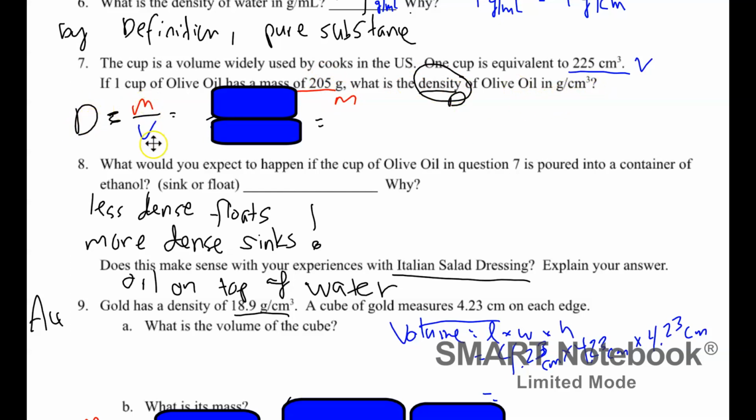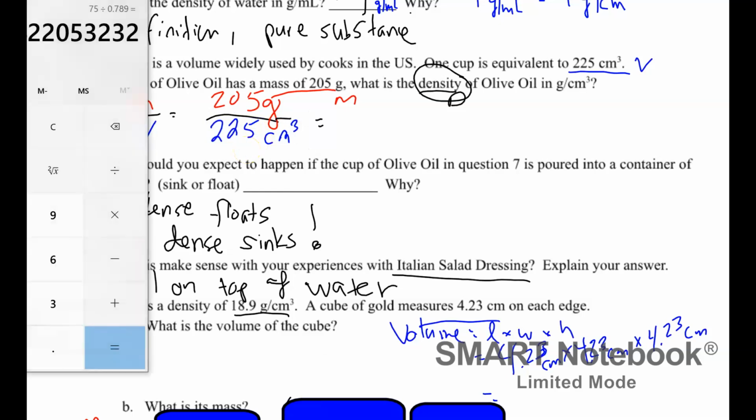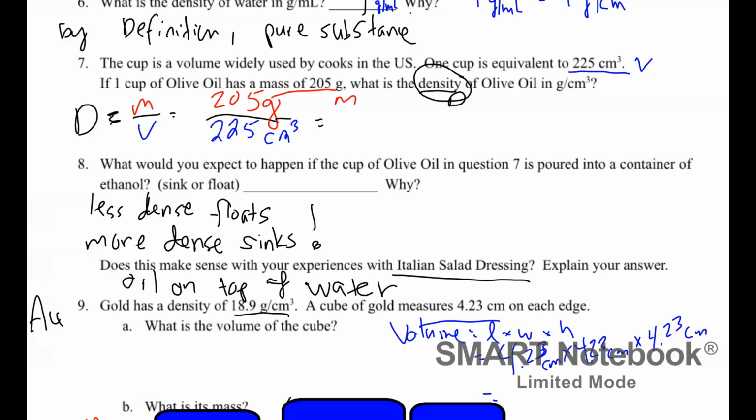So density is mass over volume. We know the mass is 205 grams. We know that the volume is 225 centimeters cubed. We're solving for density. So take 205 grams, divide by 225 centimeters cubed, and we get 0.911. So density is 0.911 grams per centimeter cubed. Okay, now let's just look at that.